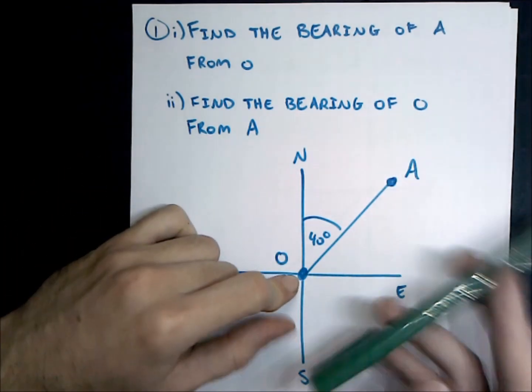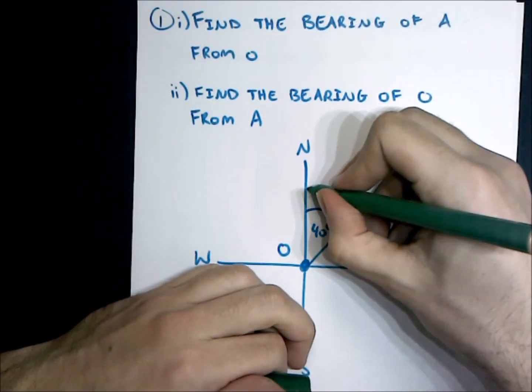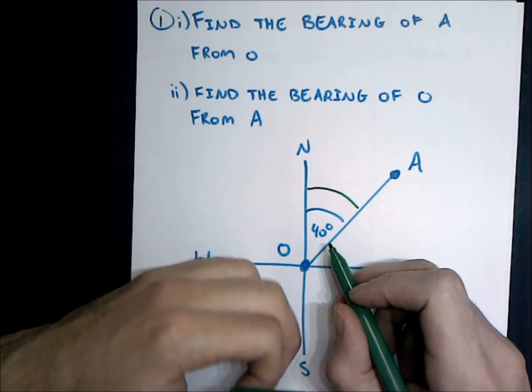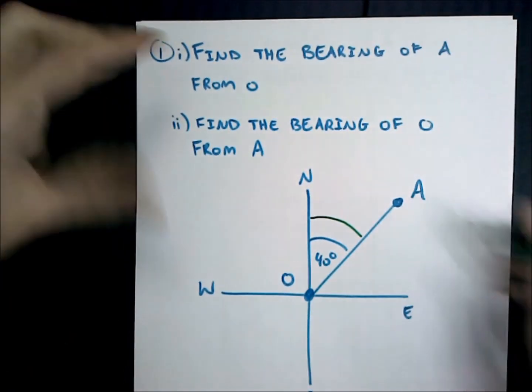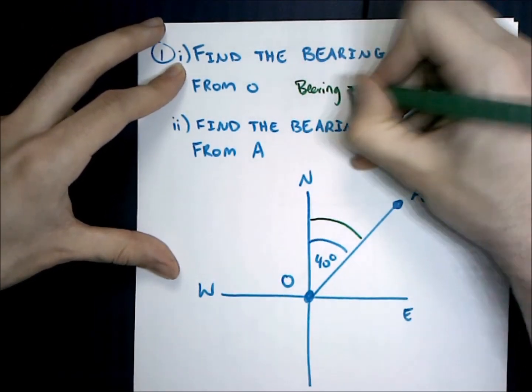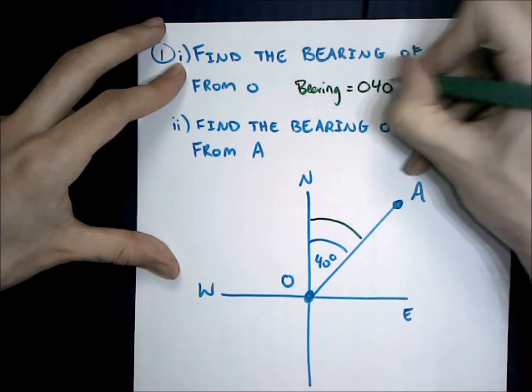So this one's fairly simple. Remember, you have to start from north, going around clockwise, so it's just the angle from here to here. And luckily, they've already told me that it's 40 degrees. So the bearing of A from O is going to equal, and you have to write 0 because it needs to be 3 digits, 0 for 0 degrees.